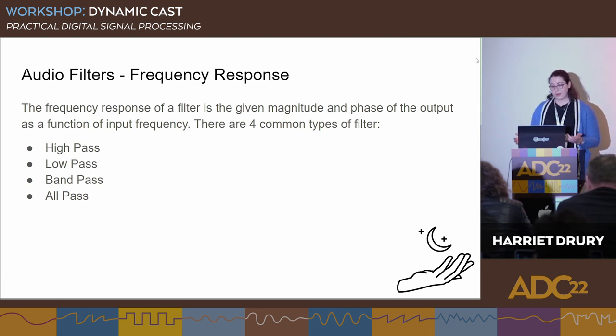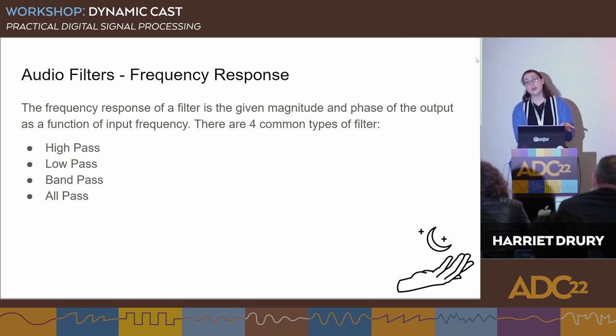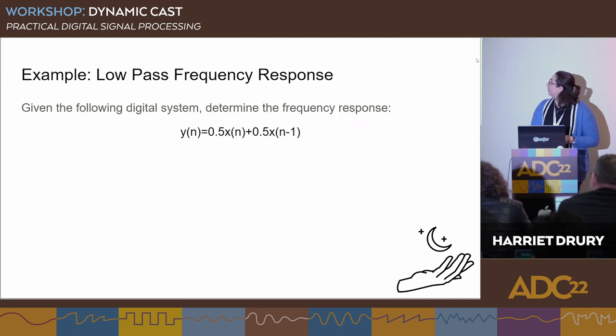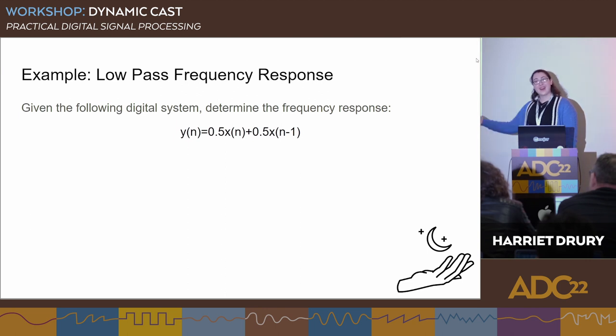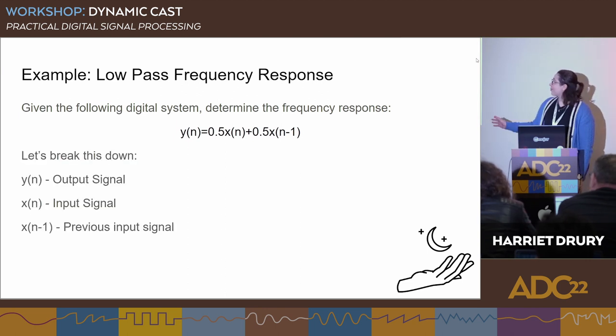How do we implement those? There are a couple of different ways we can do that. If you're working with an EQ, that might look a little bit different because you want different accuracy on that. All right, so here's an example of a low-pass frequency response. Given this digital system, determine the frequency response. That's ugly, isn't it? So let's break this down a little bit.